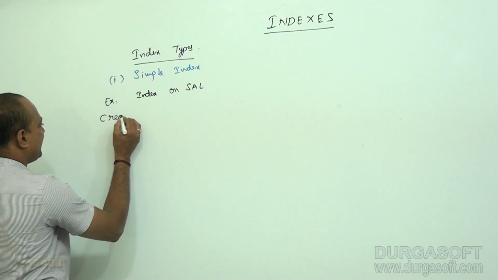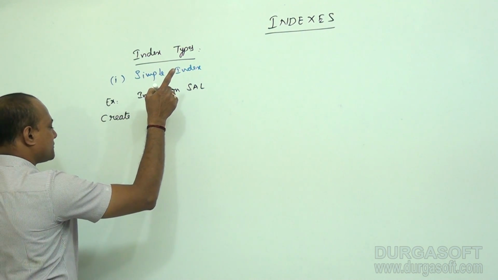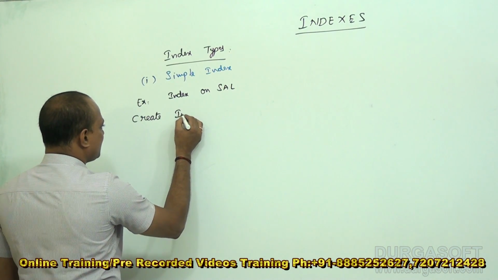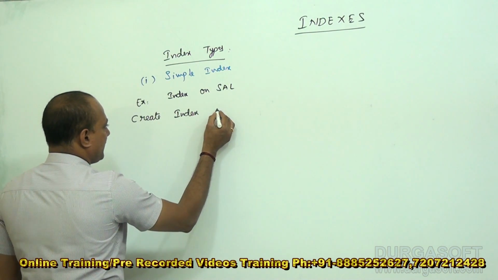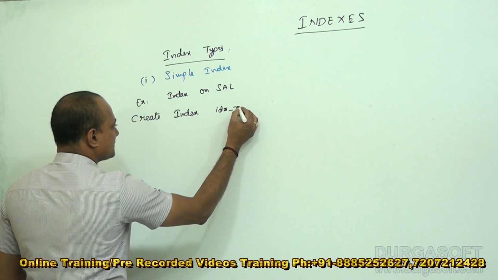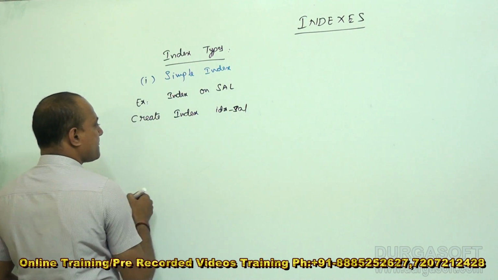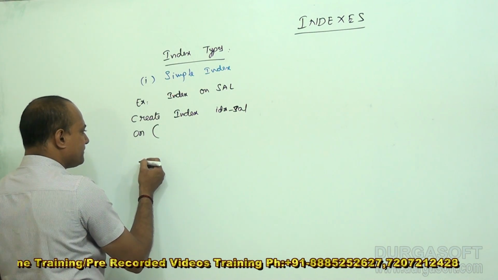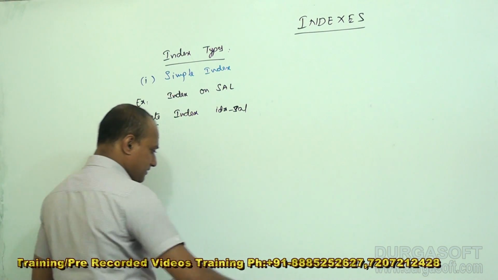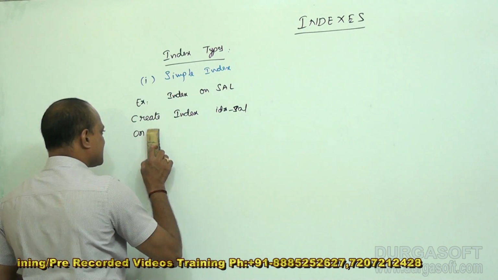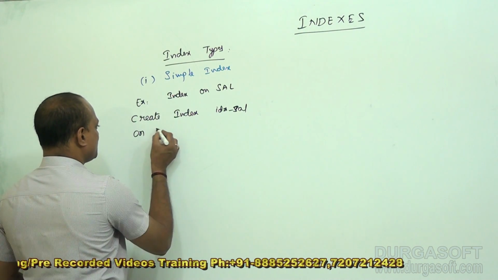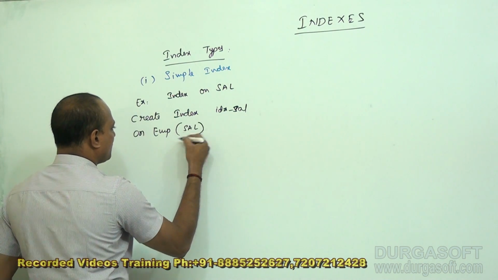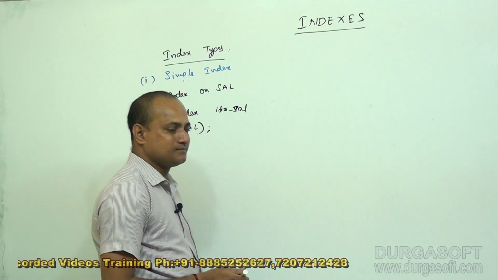So how to create an index? Index is a database object, so you should use create. Create index, index name idx underscore sal on, within the parenthesis, the table you are creating the index on, the EMP table, and on the salary column I am creating the index.